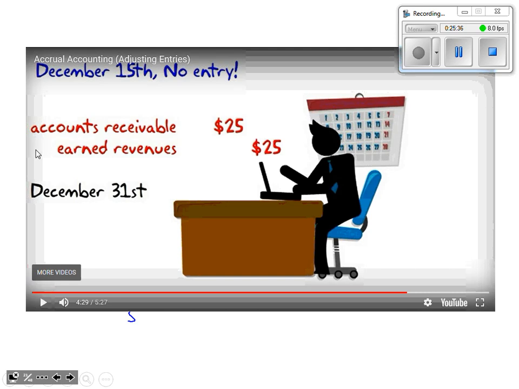Again, I'm not fast enough. But AR goes up. He didn't pay us cash. And we earn money. I don't like earned revenues. I just like revenue or service revenue. In all these cases, there's been no money exchange yet. It's the event that happens, but we have to adjust as it does.